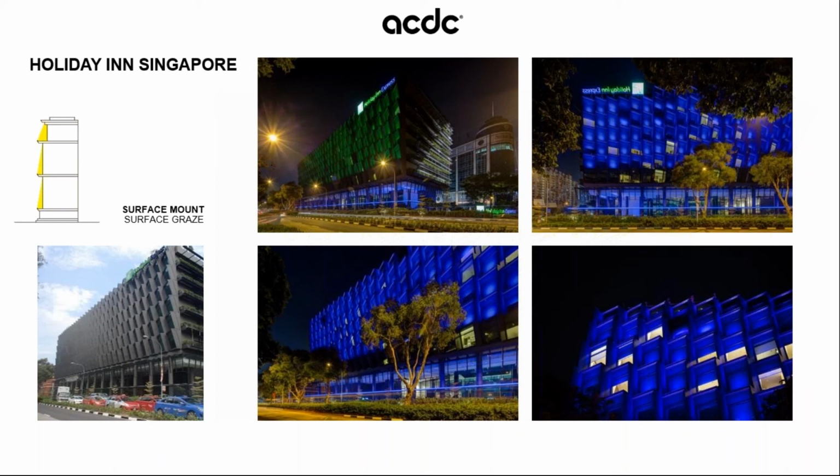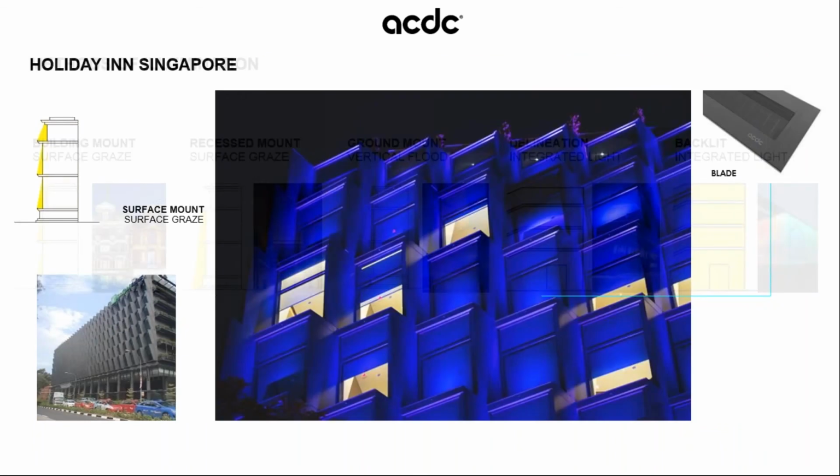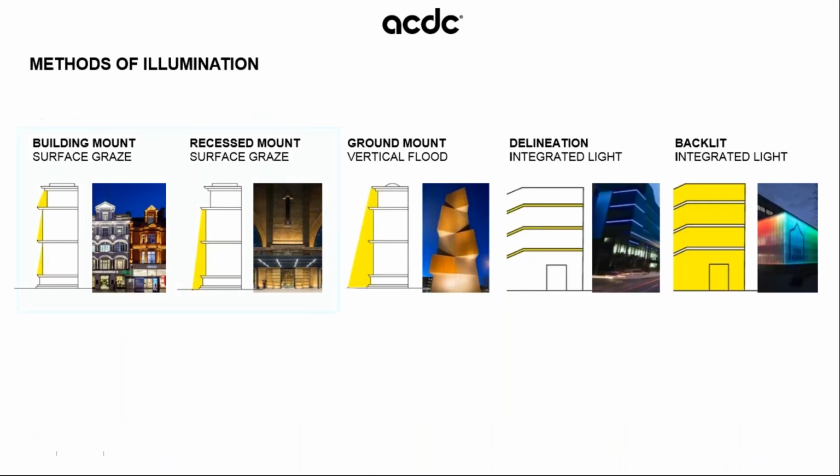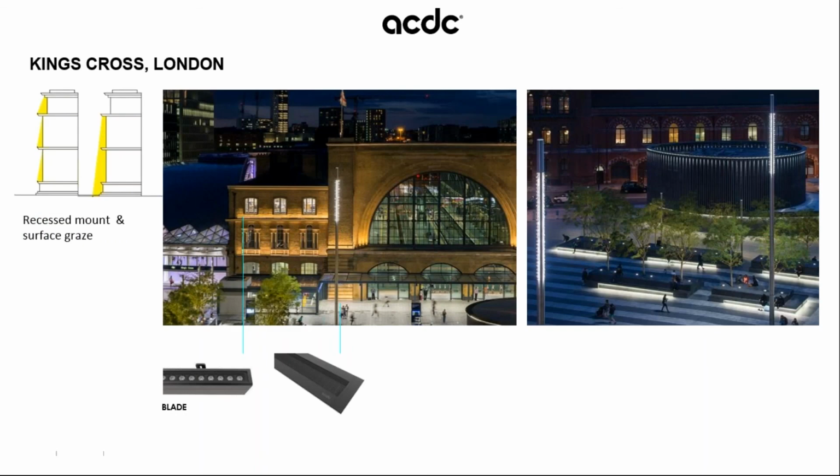So as I said earlier, we need to think about those layers and how we build them up. So let's look at building mount and recessed. King's Cross London, an incredible award-winning project. ACDC were involved with lighting the historical main facades of this project by Studio Fractal. So here you can start to see how linear recessed and linear surface mounts are integrated into this building facade.